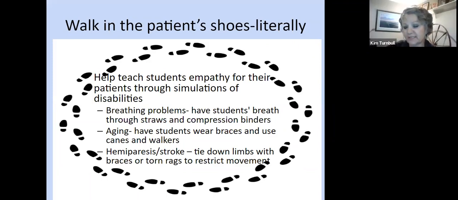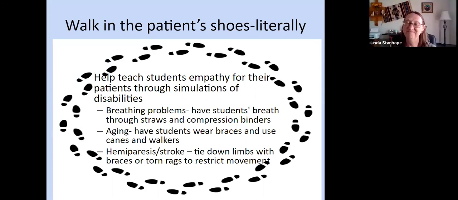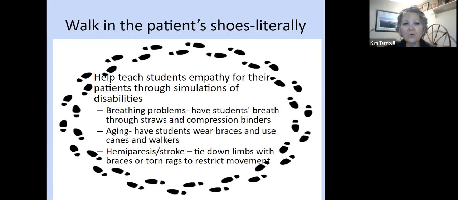In our classrooms, it's so much better to get them up out of their seats and really kind of live the dream. And so this little lab right here is talking about how you would feel if you were walking in the patient's shoes, literally. This little lab gives the idea of, if they had breathing problems, give them a straw and maybe a compression binder, maybe some wrap or something, and see how that feels, just breathing through the straw or with a wrap around them.